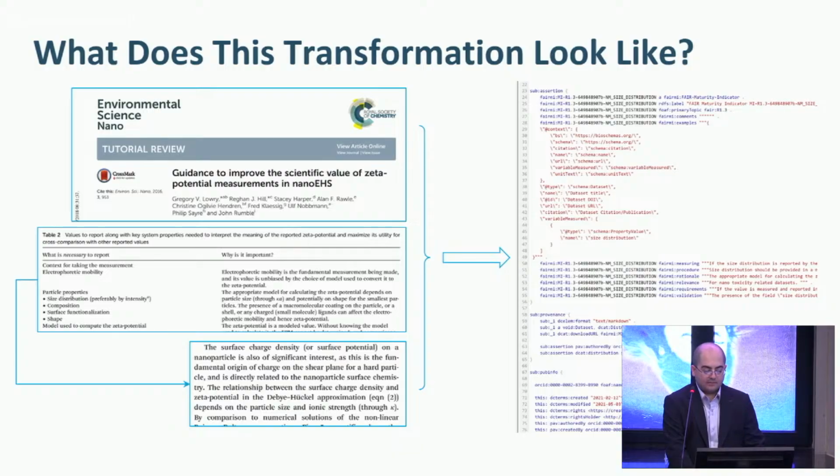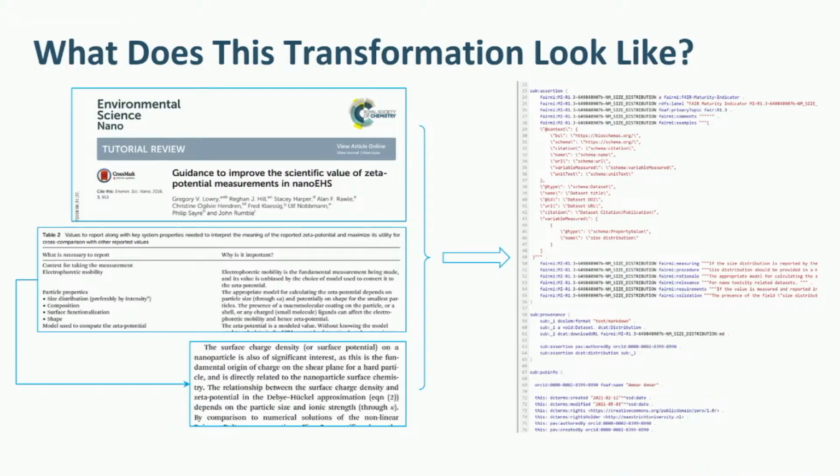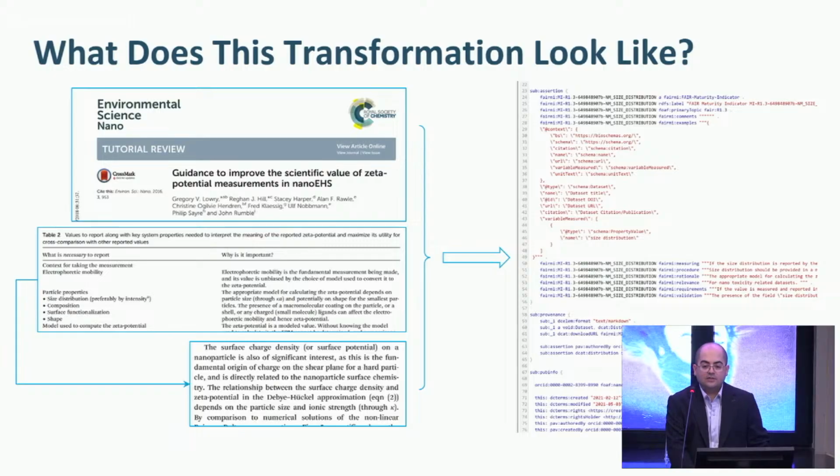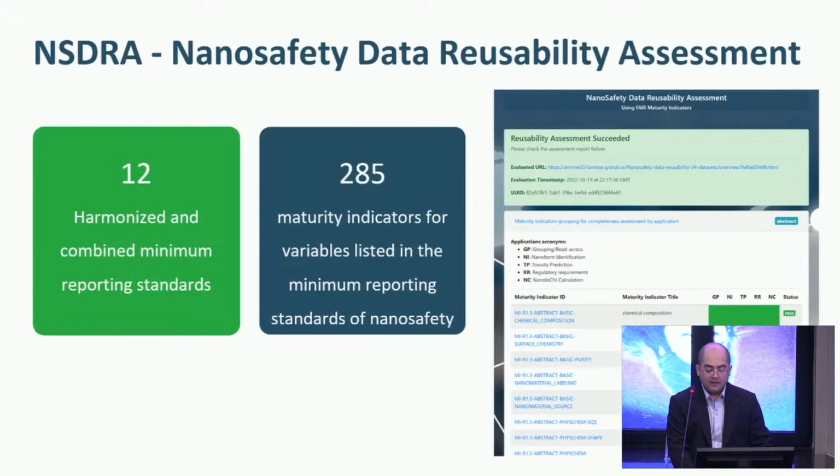To show you a simple example of how this transformation looked. When we go to one of the publications that provide minimum reporting standards, we need to check where those minimum reporting standards are communicated, why each variable to be reported is important, and then we convert this information into a machine-readable format. That's what you see on the right side of the screen, and this is called a maturity indicator, and this is what we can later use to assess if a data set is reusable based on the fulfillment of those maturity indicators.